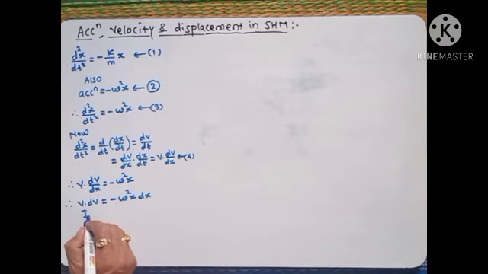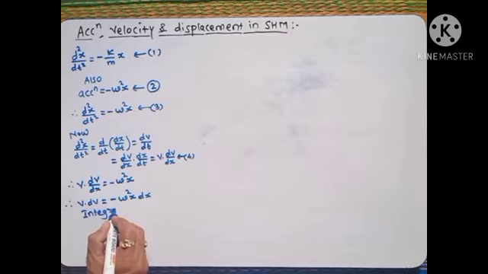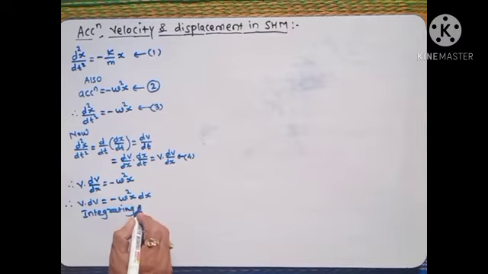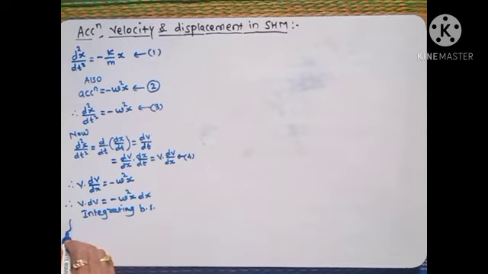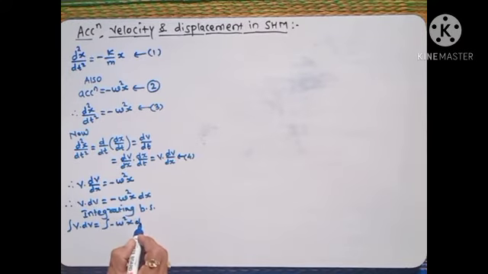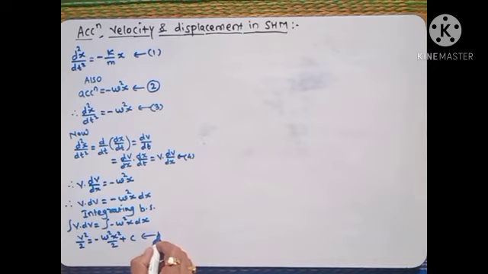Now we integrate both sides. Integrating both sides, we write integration of v dv is equal to integration of minus omega square x dx, and we solve this integration. v square upon 2 is equal to minus omega square x square upon 2 plus c. Suppose this is equation number 5.